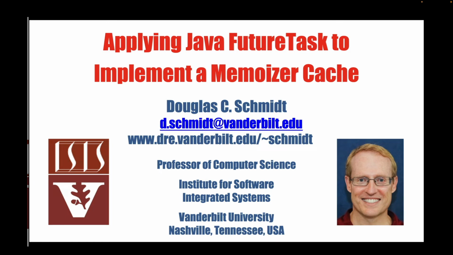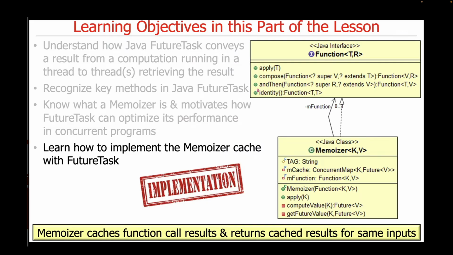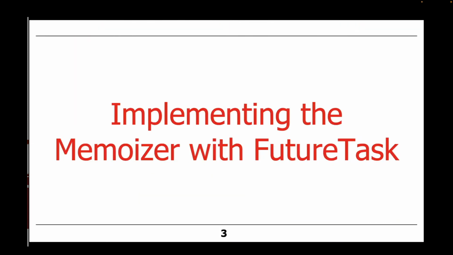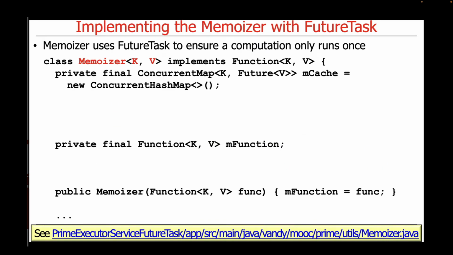Okay, so now we're going to talk about how to implement a Memoizer cache using FutureTask. This particular implementation will show how we can use the Memoizer to cache function call results and return cached results for the same inputs. The Memoizer that we implement here uses FutureTask to ensure a computation only runs once. And the computation we're concerned about here is doing the actual function call to compute the value associated with the key. So let's talk through this.